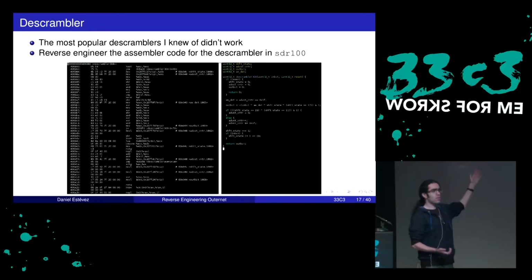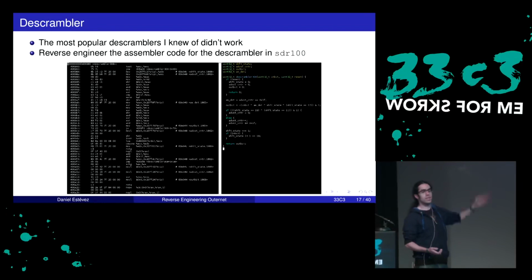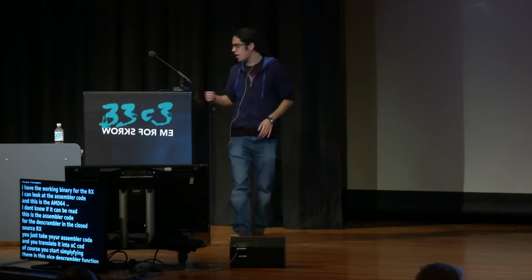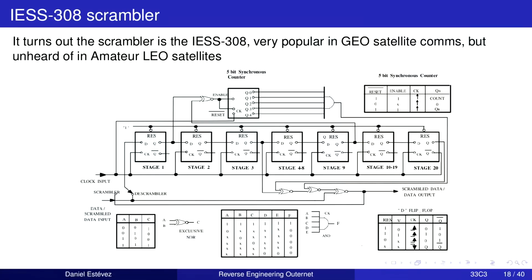Well, you just take your assembler code and you start writing a C code translation. And of course, you simplify your C code until it's human readable. And then there's a really nice descrambler function. Anyone who's into descramblers could go and understand what's going on. This is nothing I had seen before, but it turns out it's really popular in the geostationary satellite industry. It's called IESS 308.